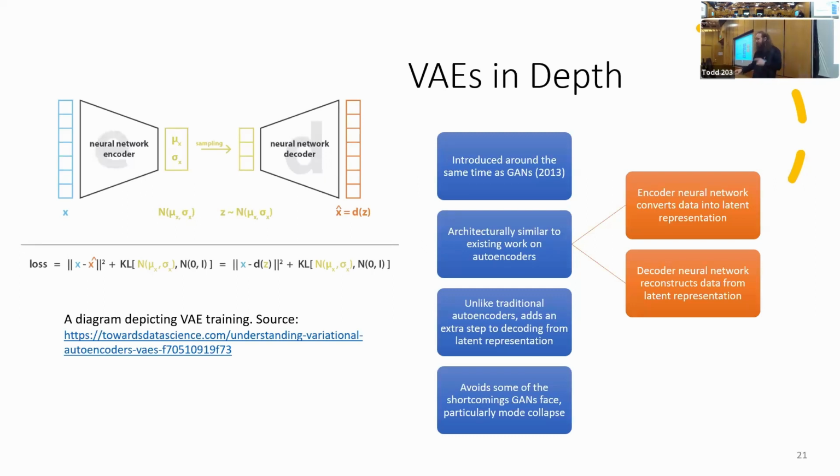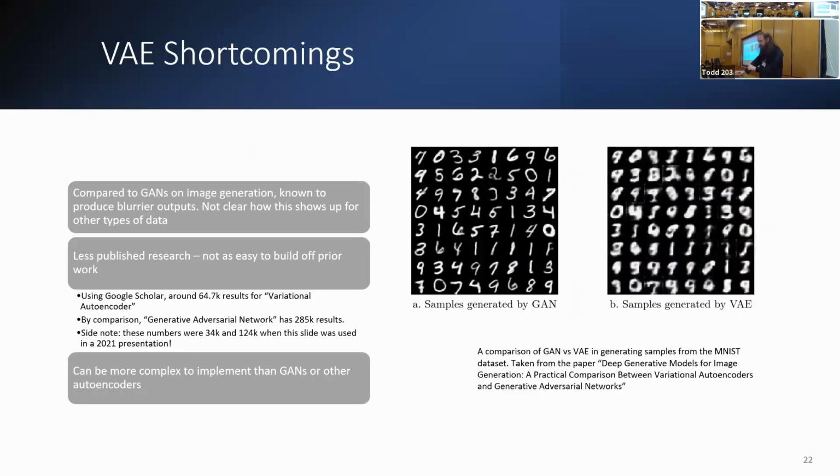That said, it does not have the mode collapse problem that GANs tend to have as often. It does have some shortcomings as well. When tasked with image generation, variational autoencoders tend to produce a bit more blurry results. So here we've got the MNIST data set, handwritten digits, 0 through 9. And the one on the right is a lot more blurry. You can still make out what these are, but they're not crisp.